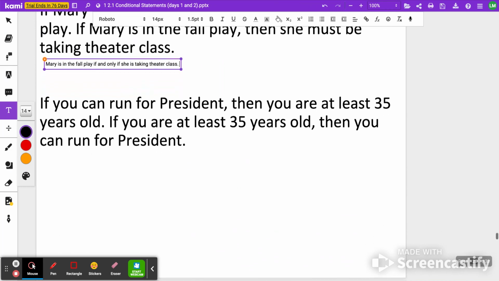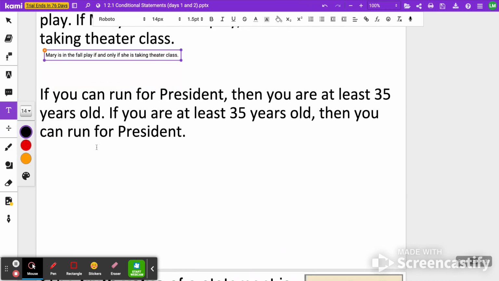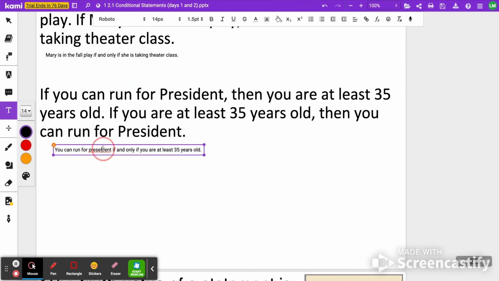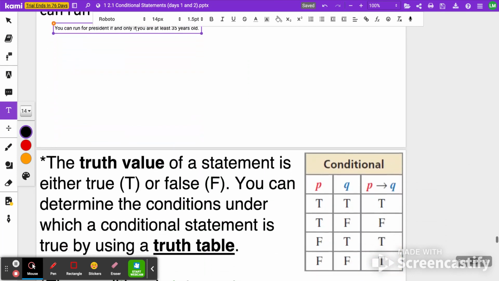Okay. The next one says, if you can run for president, then you are at least 35 years old. And if you're 35 years old, then you can run for president. So again, these sound very redundant, but we're just getting into the habit of how to write a biconditional statement. So you can run for president if and only if you are at least 35 years old. And then you do want to make sure that you spell president correctly. There you go. I spelled it right? Yep. Okay. So that's what I have there for rewriting those biconditional statements.